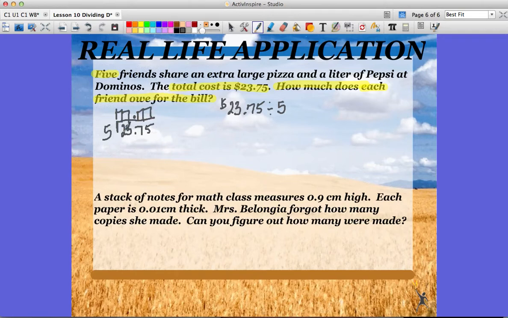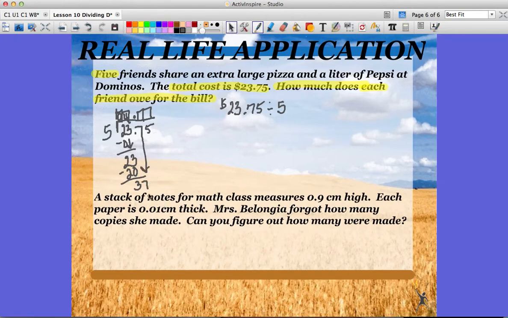Okay. We don't have enough pieces to make a full group here, so 0 times 5 is 0. 2 minus 0 is 2. Bring down the 3. We have 23 pieces. We can make 4 groups of 5 with those 23 pieces. 5 times 4 is 20. 23 minus 20 is 3. Bring down the 7.